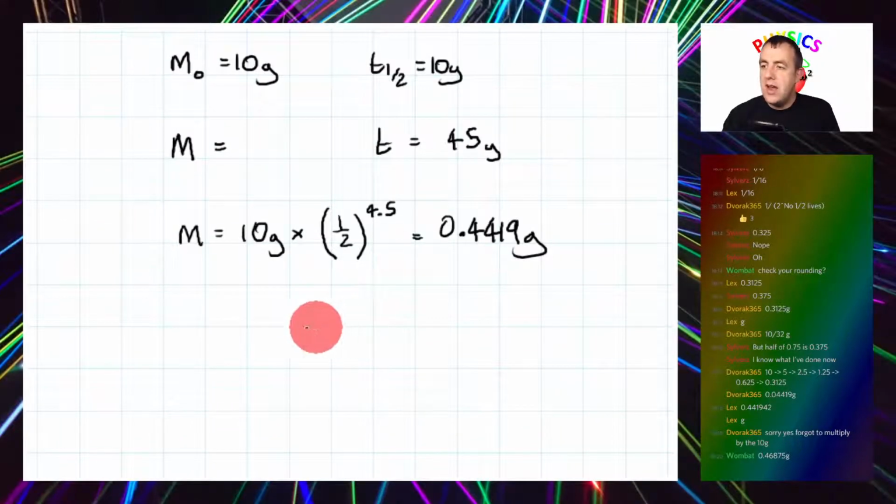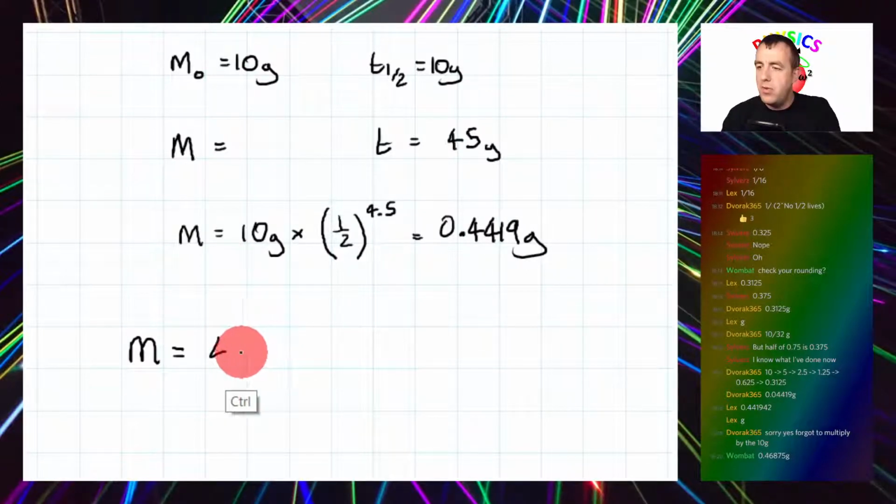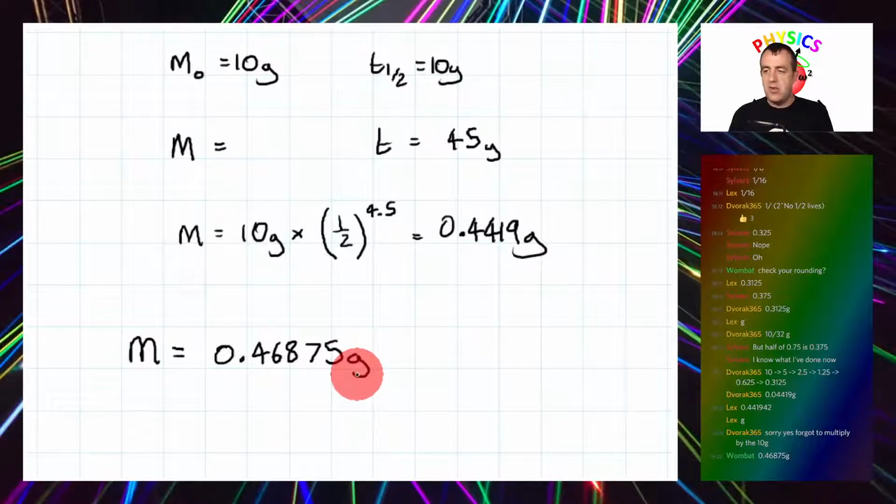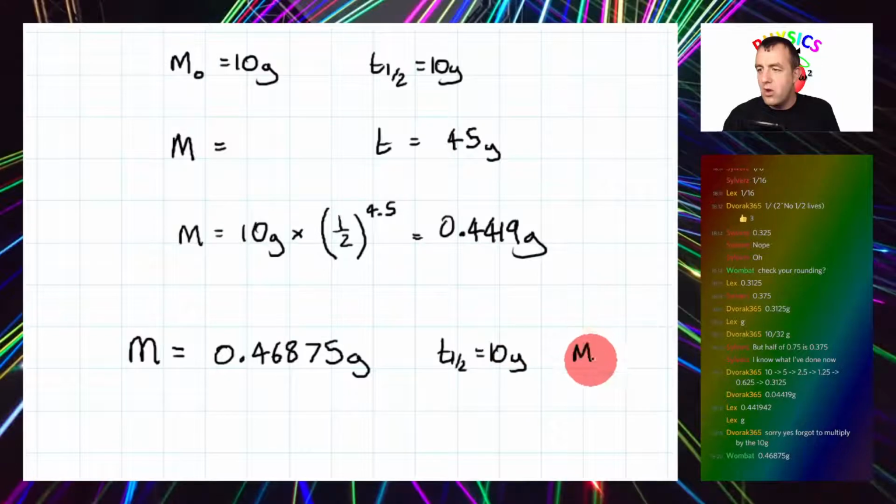Now this is where A-level students are going to start to shine. If we had a mass of the substance exactly halfway between 4 and 5 half-lives, that would be 0.468 grams of the substance. And what do we know? We know that a half-life is 10 years, and we know that the original mass was 10 grams.